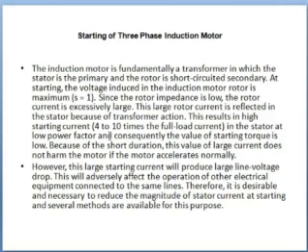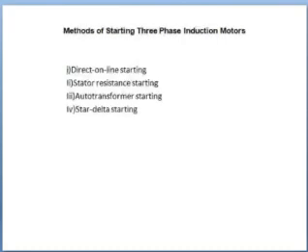For the cage induction motor, there are some methods we can use to limit the starting current. First, we will discuss direct online starting, then stator resistance starting, then auto transformer starting, and then star-delta starting. Let us discuss direct online starting.